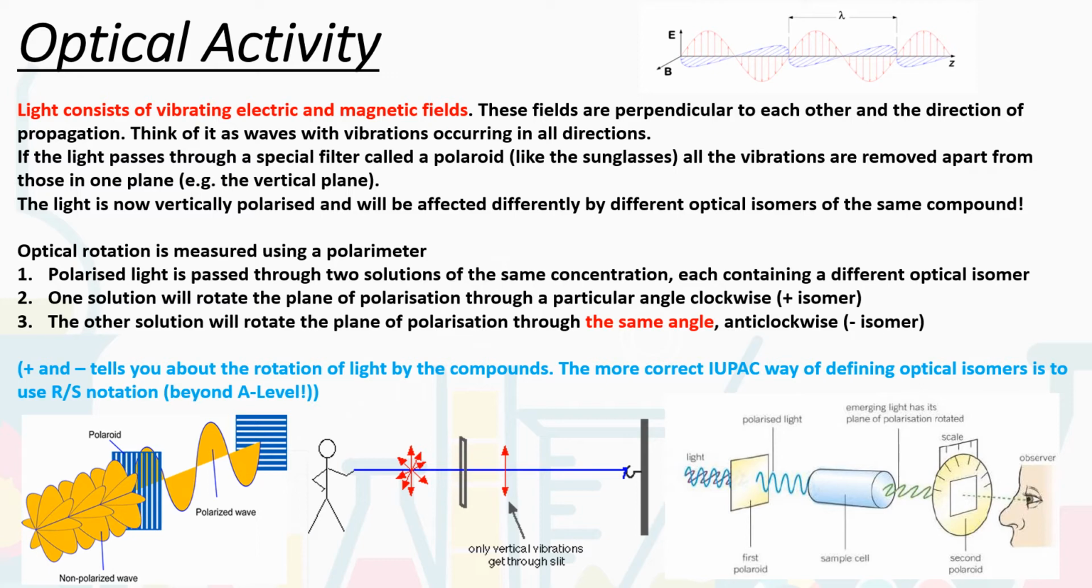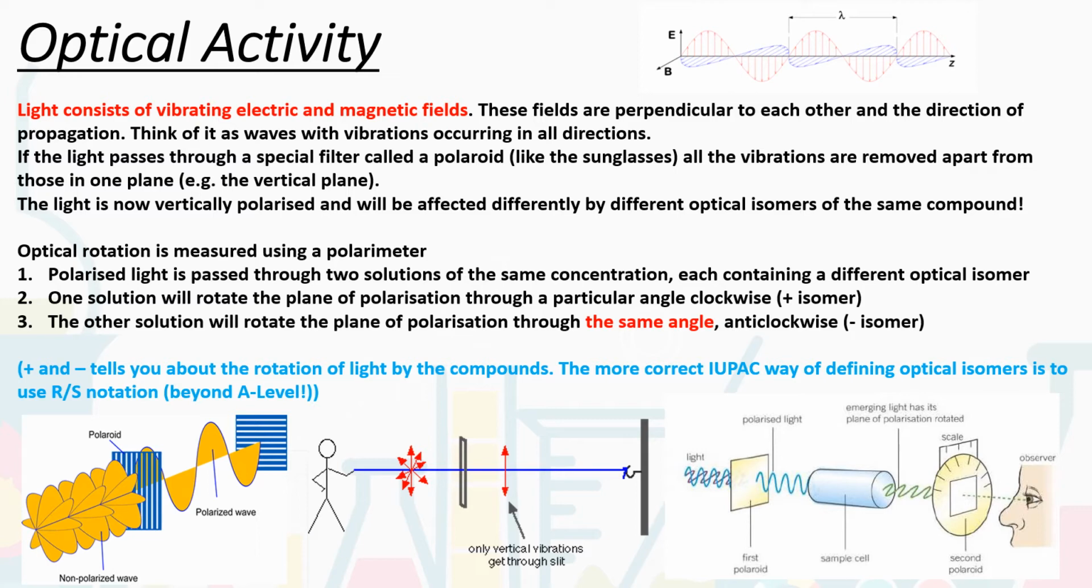And the way that we do this is we pass our polarized light. So we've already passed our just normal light through Polaroid filters. We've got, for example, vertically polarized light. We pass that through two solutions of the same concentration, each containing a different optical isomer. Each of them contains one of the enantiomers. And so one solution will rotate the plane of polarization through a particular angle clockwise. This is what we know as the plus isomer. The other solution will rotate the plane of polarization through the same angle, but in the anti-clockwise direction.